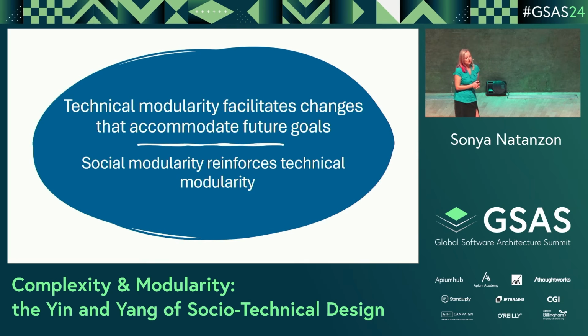Remember why we want to design modular systems in the first place. It is so we can make future changes easier. Having a social modularity that works in concert with technical modularity is going to reinforce it and allow it not to devolve back into complexity. And that's going to make your future changes easier.